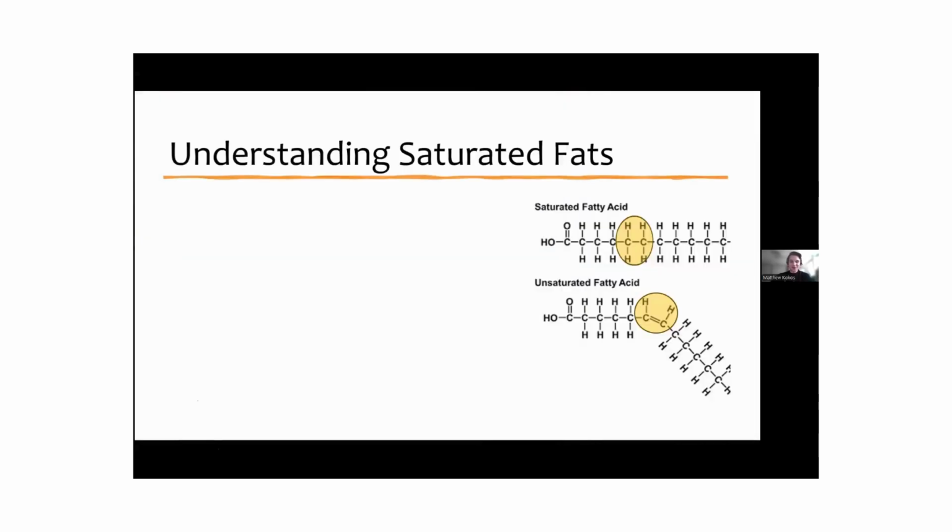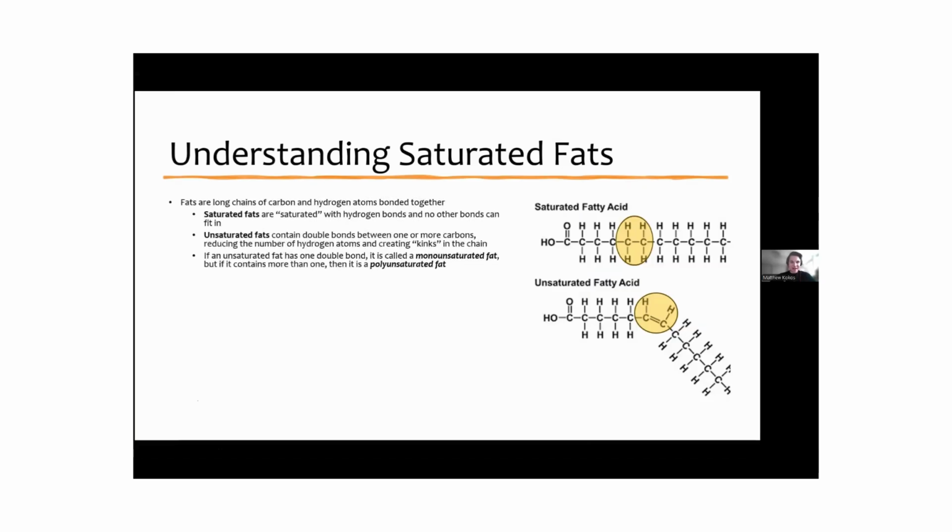So looking at our next nutrient, we have saturated fats that you might have heard thrown around a lot or seen on the back of a food label. Fats are long chains of carbon and hydrogen atoms bonded together. As we can see, they're also termed fatty acid chains. We can see in this picture two different types of fatty acid chains. With our saturated fatty acid chains, these are fully saturated in hydrogen bonds so that no other bonds can fit in. So typically we'll see all these H's and all these C's completely filled up and no space for anything in between. This typically produces a very straight and solid kind of fatty acid chain.